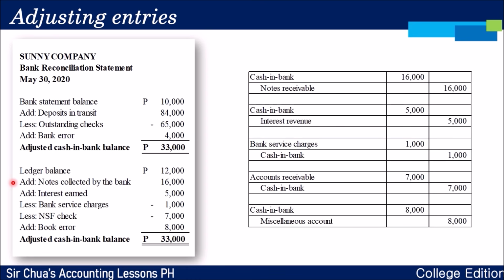Okay. So, notes collected by the bank, 16,000. So, yung ledger po natin, ide-debit po natin sa cash in bank for 16,000. And since this is a note collection of a note receivable, tatanggalin na po natin sa note receivable for a credit of 16,000. Yung interest na na-earn po nating 5,000, nakadagdag po sa cash in bank yan, i-update na din natin si ledger. Debit cash in bank for 5,000, credit interest revenue for 5,000.